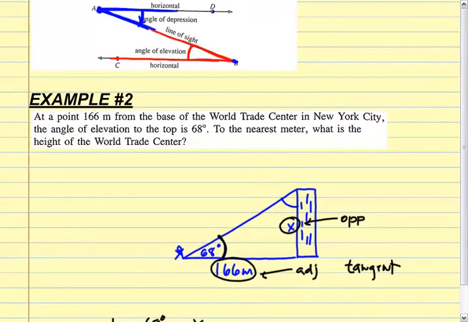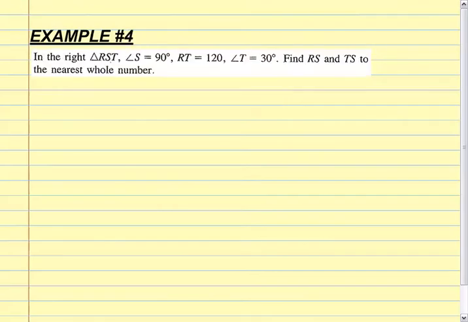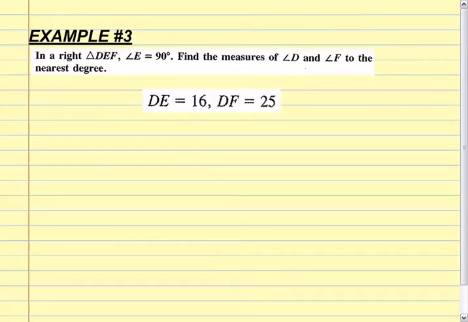How many do we have? Let's check. That's 3. That's 4. Okay, just 3 and 4. All right, well, let's look at this. In a right triangle DEF. I don't know what it looks like, so I'm just going to draw it. There we go.